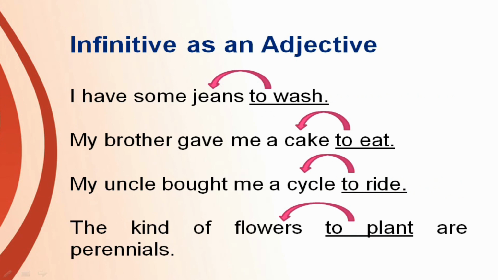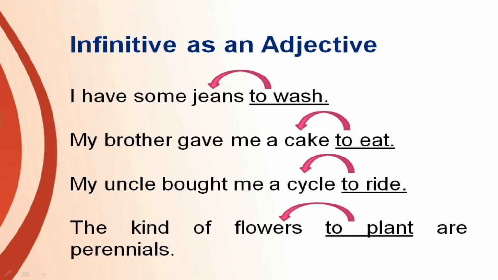Now, let's talk about how an infinitive functions as an adjective. Here, I have given 4 examples functioning as adjectives. Number 1 sentence, I have some jeans to wash. In this sentence, to wash tells something about the jeans. What kind of jeans? The jeans to wash. To wash is an infinitive. It functions as an adjective in this sentence.